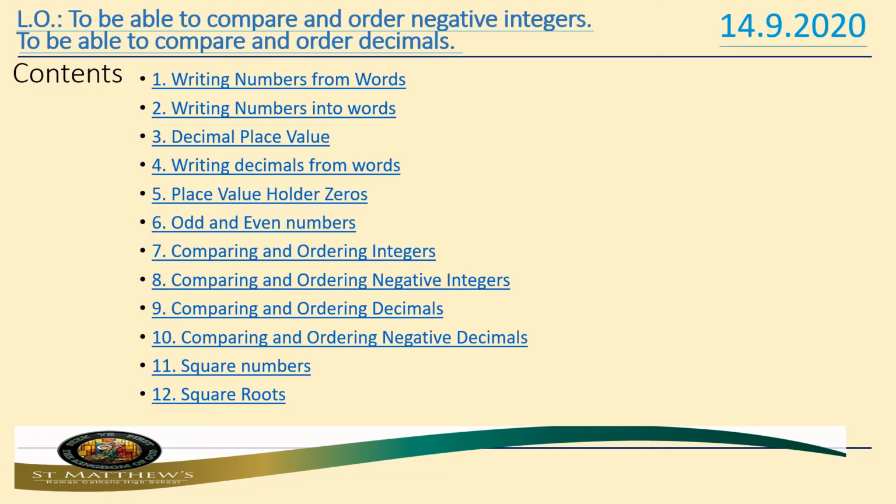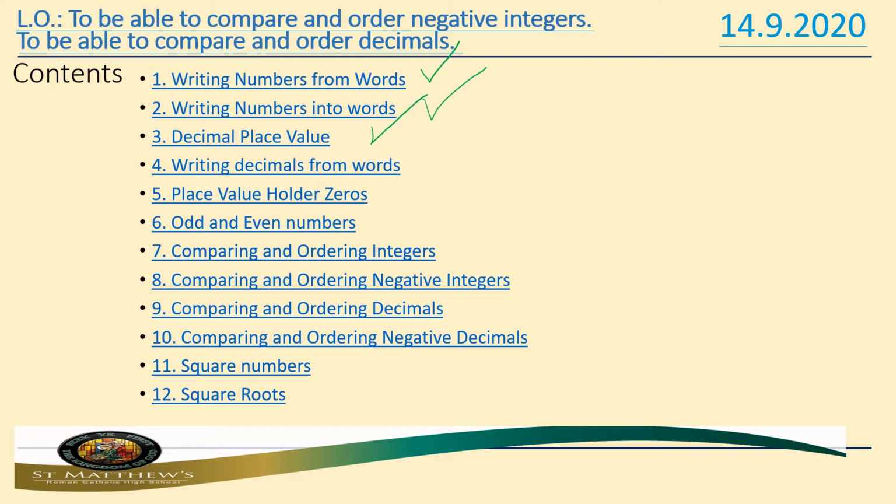Okay, so we are going to move on to our main lesson. So let's have a look at the content. Let's see what we've already done. We are covering place value. We've already learned how to write numbers from words and into words. We've learned about decimal place value, tenths, hundredths, and thousandths parts of the units.